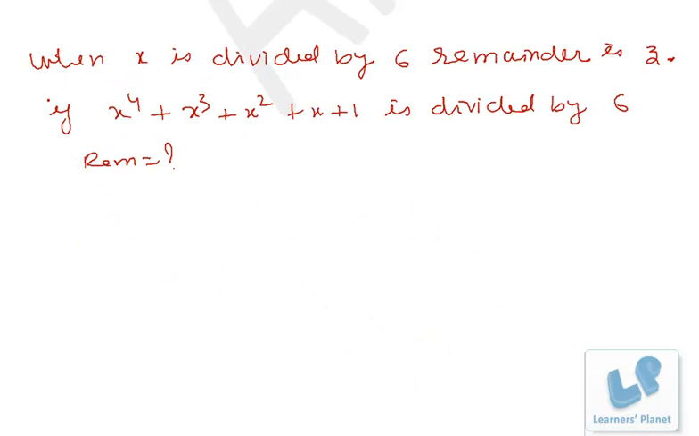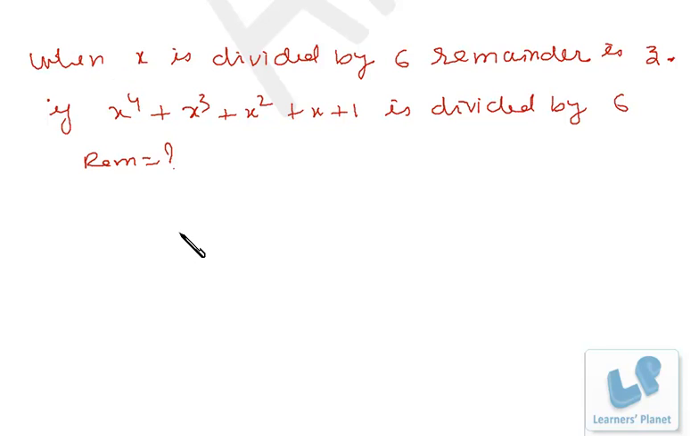Now I have a classic question with me. When x is divided by 6, the remainder is 3. So if x raised to 4 plus x cube plus x square plus x plus 1 is divided by 6, what is the remainder? See, it's a classic question, important as well. Listen to me very carefully.